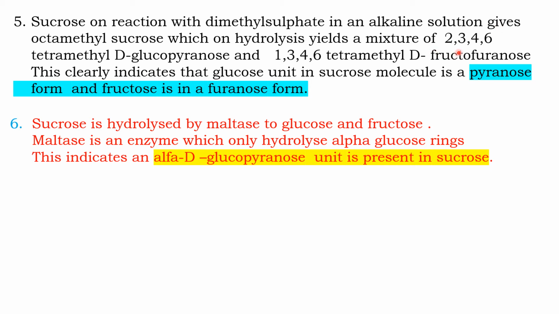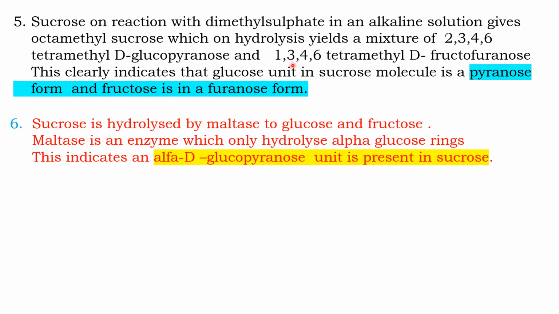So we got 2,3,4,6-tetramethyl glucopyranose and 1,3,4,6-tetramethyl D-fructofuranose. See here, this is 2,3,4,6 glucopyranose. The first carbon of glucose combined with the fifth to form a pyranose ring structure. That is why the second, third, fourth and sixth positions have a free OH group. So these four positions have a free OH group. That is why it reacts with dimethyl sulfate.